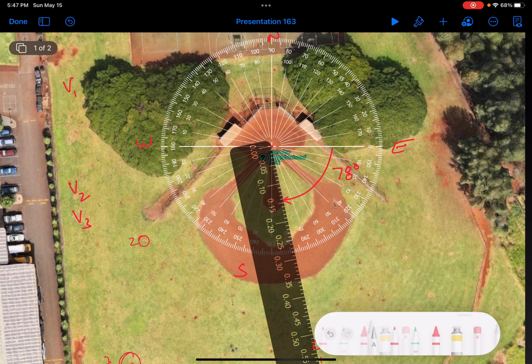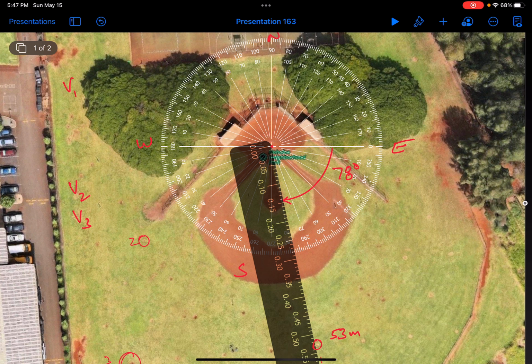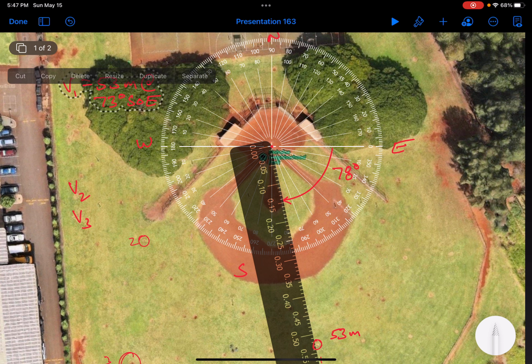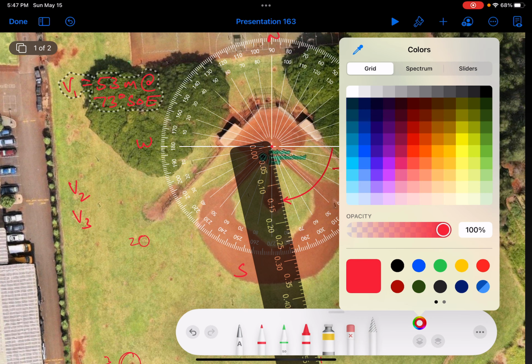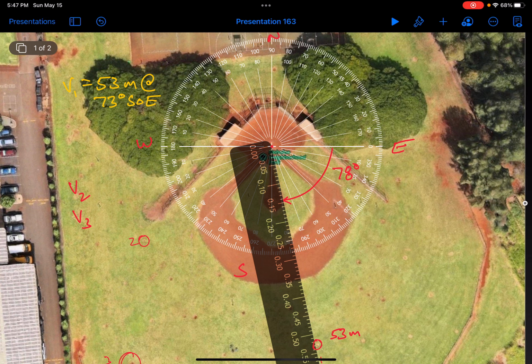And this is going to be our very first vector, right there at the top. And that's going to be, how many meters? It was 53 meters at, so that's our magnitude, that's our distance, 78 degrees south of east. Let's change that to a different color because that's not popping very well. Let's make that yellow. It's a little better. Blue, green, no, that's not good. Yellow pops pretty well, at least on that dark green background. All right, that's our first vector.